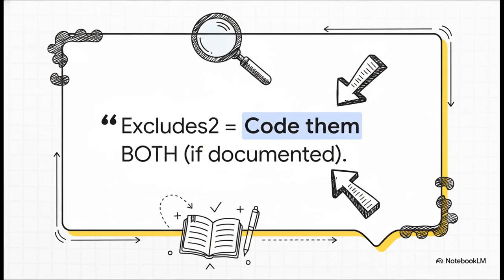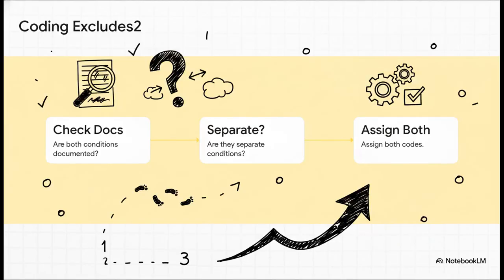And here's the second, super action-oriented half of that same MJ gem. Excludes2 equals code them both if documented. This is your new mantra for real-world exam prep and your daily coding life. When you see Excludes2, your immediate impulse shouldn't be to delete a code. No way! Your impulse should be to look back at the provider's notes and ask yourself, did the provider write both of these down? If the answer is yes, you follow this principle. You code them both.